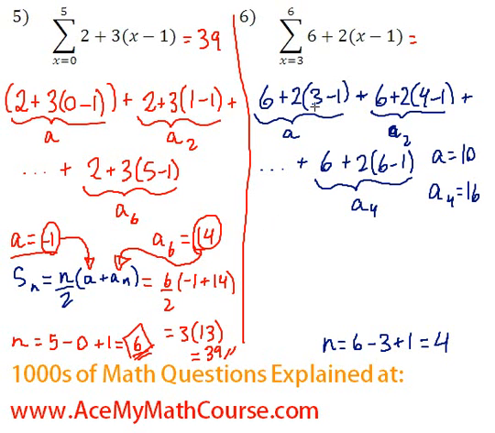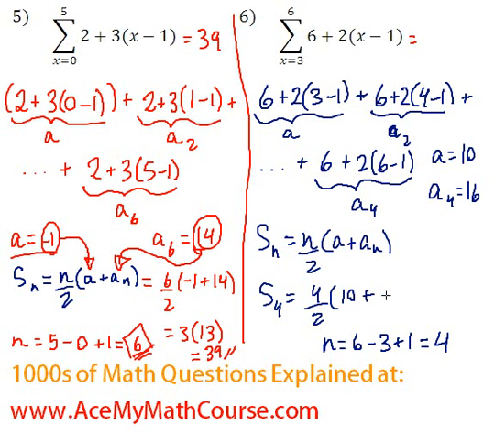That's an easy one. We could even work it out without the sum formula, but that's good practice, right? So Sn equals n over 2 times a plus an. So S4 will be 4 over 2 times a, which is 10, plus a4, which is 16. So 4 over 2, 2. 10 plus 16 is 26. And 2 times 26, 52. And that's it. We're done.